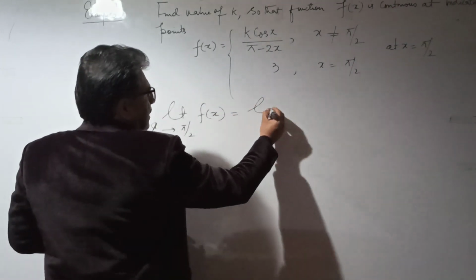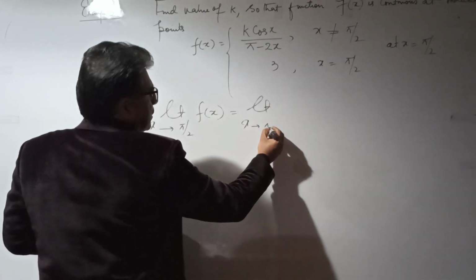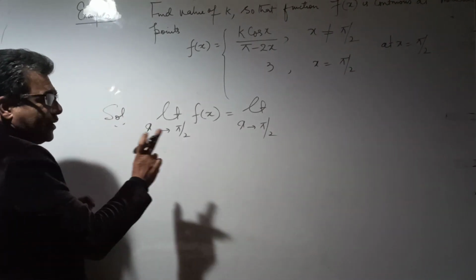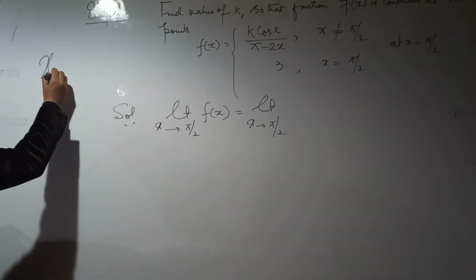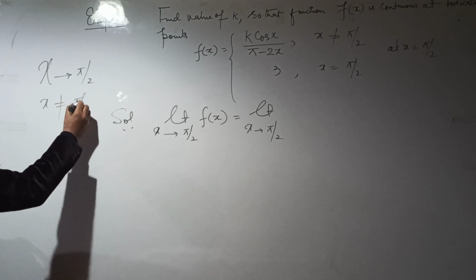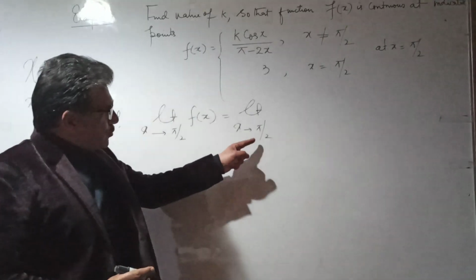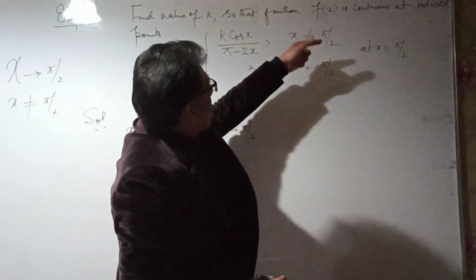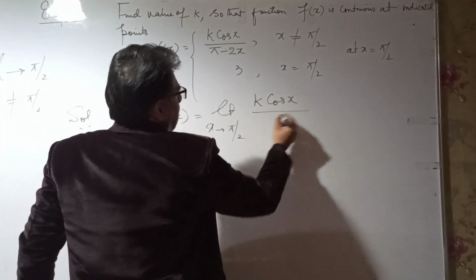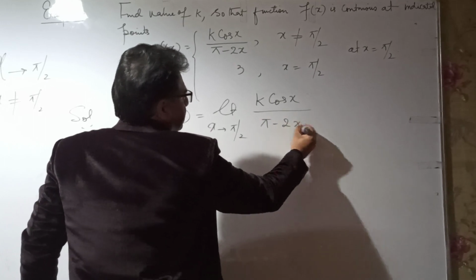So the limit is limit x tends to pi by 2 of f(x). When x tends to pi by 2, that means x is not equal to pi by 2. It only tends to pi by 2. Once it is not equal to pi by 2, the value of the function is k cos x upon pi minus 2x.